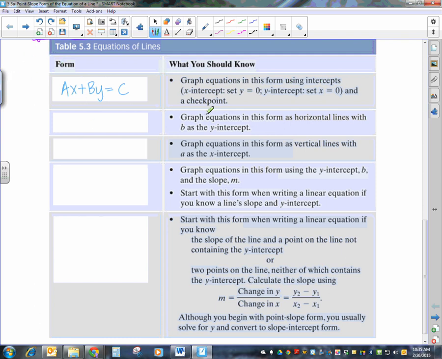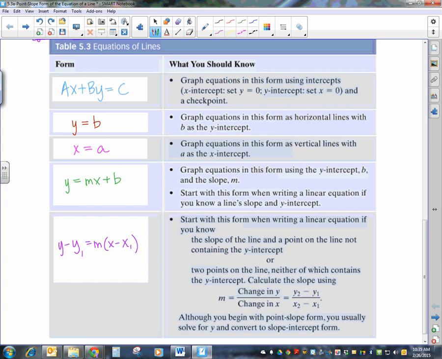I'll come back and write that. Graph an equation. This form is a horizontal line, so a horizontal line is y equals b. Then you would have a vertical line. A vertical line is going to be x equals a. Graph equations in this form using y-intercept b and slope m. So that, of course, is y equals mx plus b. And then the last one that we just talked about today is y minus y sub 1 equals m times x minus x sub 1.